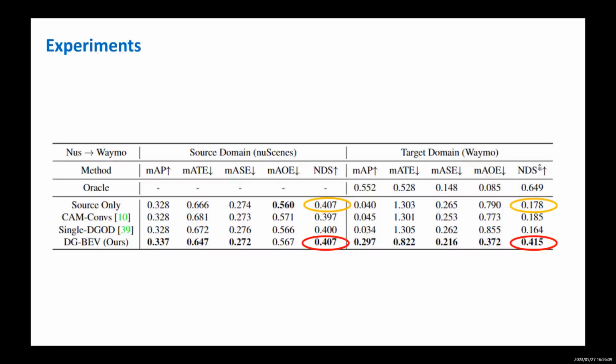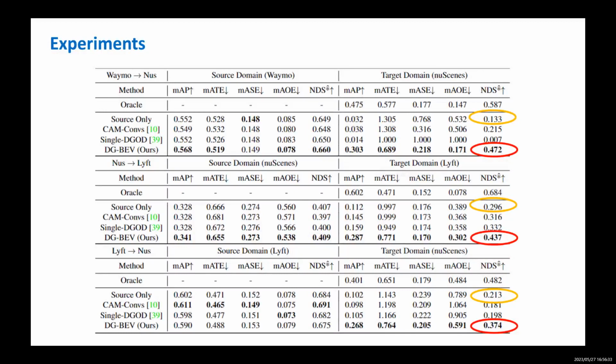We validate our methods through 4 different experimental settings. For example, we regard NuScenes as a source domain and Waymo as a target domain. Our method can greatly improve the generalization ability of the source domain and retrieve 64% of the oracle performance without compromising the performance of the source domain. On the other three settings, our method also greatly alleviates the domain gap.